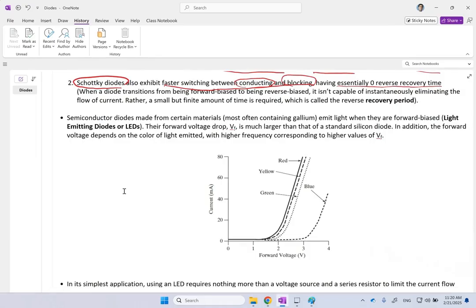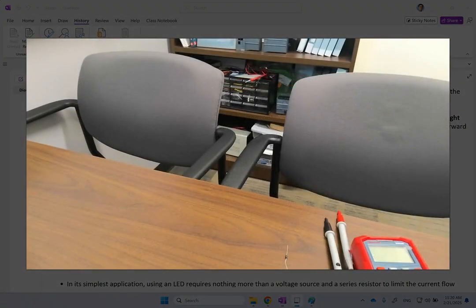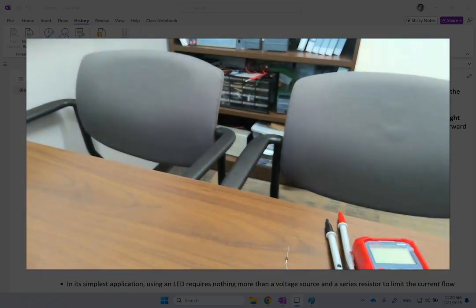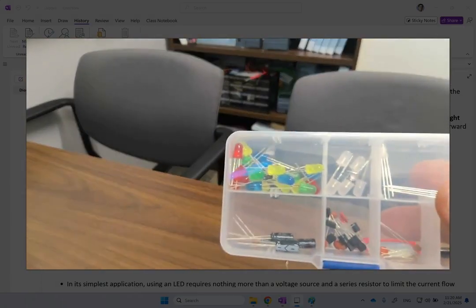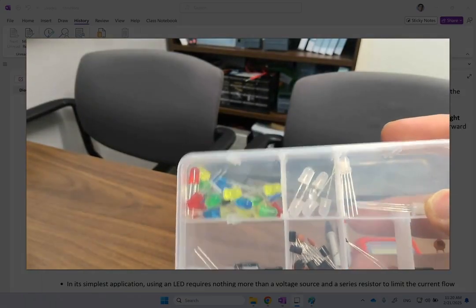Some semiconductor diodes made of special material like gallium, if you apply voltage, forward bias, forward voltage to them, they emit light. Okay? They emit light, so we call them light emitting diodes or LEDs, which I guess you can see in this picture, right, in this video. So this is a red one, and here you see I have a collection of different colors. There are blue, green, white, and there are these guys that you see on the right side.